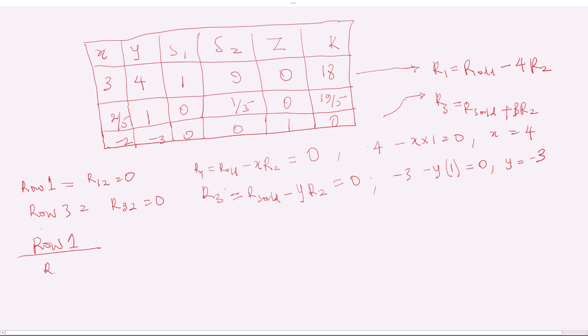R11, which is now going to be 3 minus 4 into brackets 2 over 5. So this gives us 3 minus 8 over 5, which is 15 minus 8 over 5, which is equals to 7 over 5. So this is R11. We can do R12, which is going to be 4 minus 4 into bracket 1, which is going to 0, which is what we want.